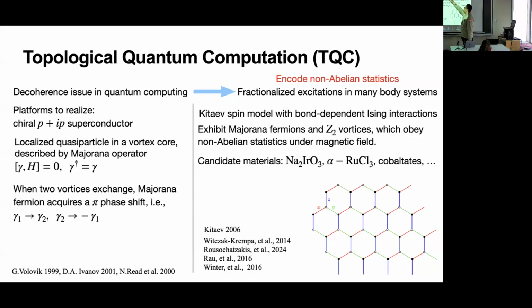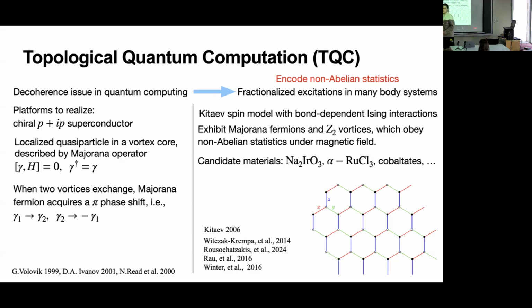And one of the important building blocks is the fractionalized excitations. They encode non-abelian statistics, so that's a building block of the topological qubits. But then people think about what platforms can realize this topological quantum computing. One of the platforms is the chiral p plus ip superconductor.